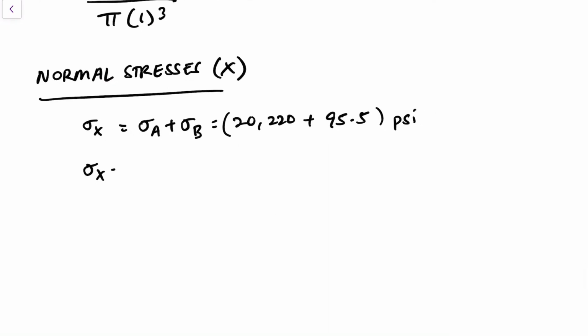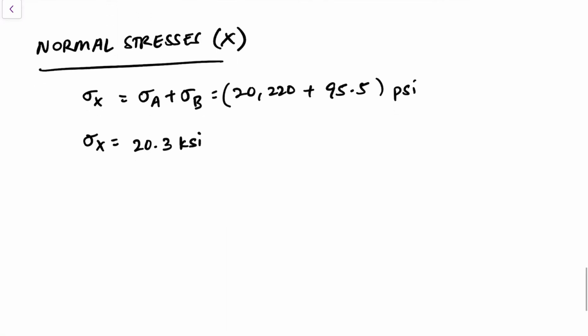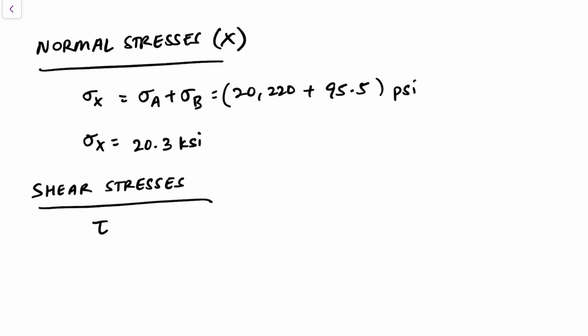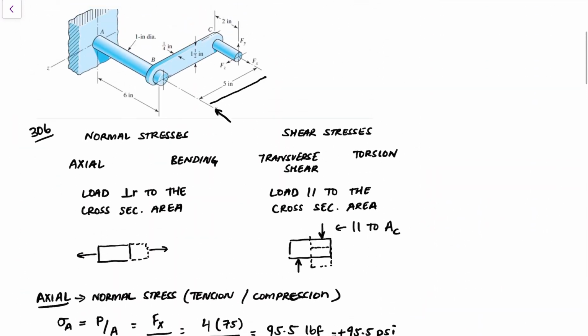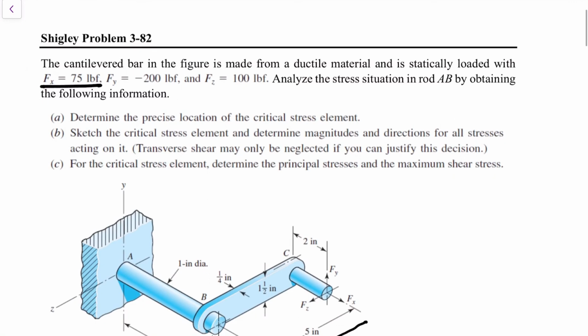So sigma x is 20,000 plus 95, which is 20.3 KSI. And if we combine the shear stresses, but we ignored the transverse shear, we're only worried about tau, which is tau t, and that's 5.09 KSI. So that checks out part A, and we determine the magnitudes and directions.